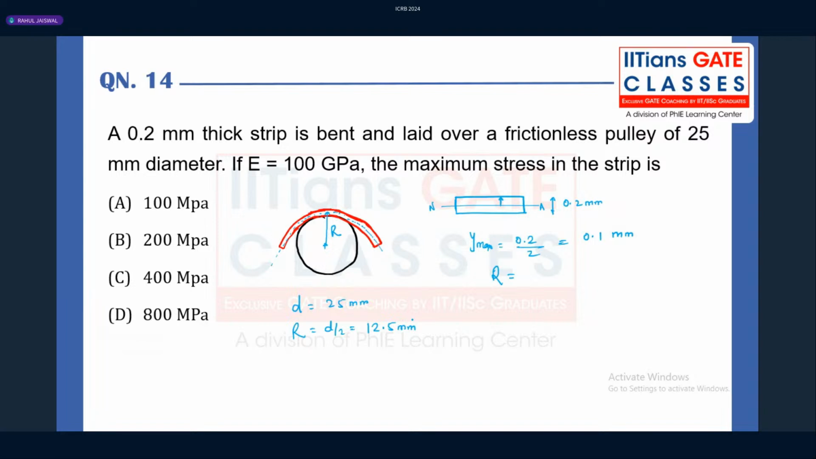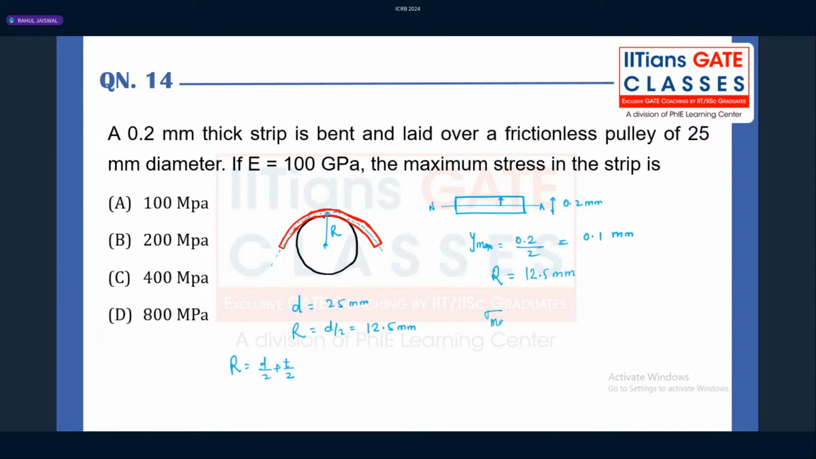Actually, if you write the exact value, it should be d by 2 plus t by 2. But the thickness is very, very small compared to the radius. So we are writing just d by 2. So this is 12.5 mm.